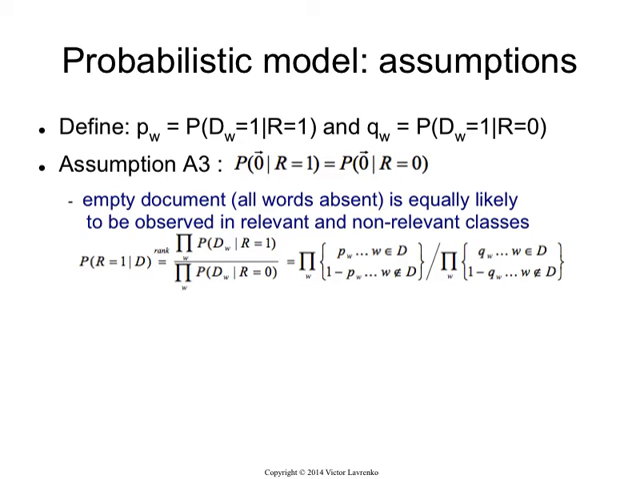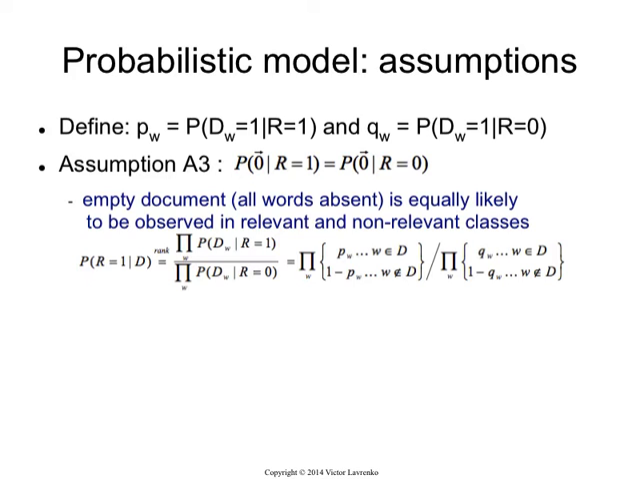For the words that do occur in the document, I'm using PW, because PW is the probability that the word occurs in a document, assuming that it's relevant, and those words do occur in the document. For words that don't occur in the document, I have to use 1 minus PW, because that's the correct probability of the event: the probability that the word does not occur, assuming that we're in the relevant class. So that is the numerator, and similarly, that is the denominator. So I'm using PWs and QWs for all the words that occur in the document, and 1 minus PWs, 1 minus QWs for all the words that don't occur.